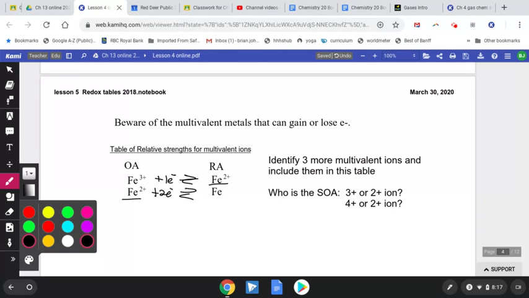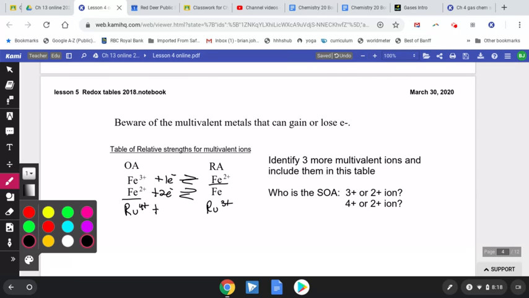So jump to your periodic table. You can pause, find a few multivalents and put them in the table. Then come back and I'll have a couple more examples for you as well. Okay, so I am going to go with, let's go chromium 3. No, let's do something different. Let's go with ruthenium 4+ and 3+. So Ru4+ is the most positive, and it goes to Ru3+.